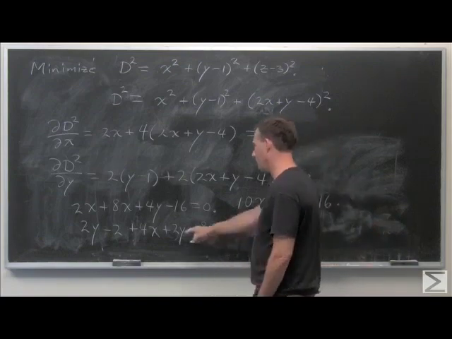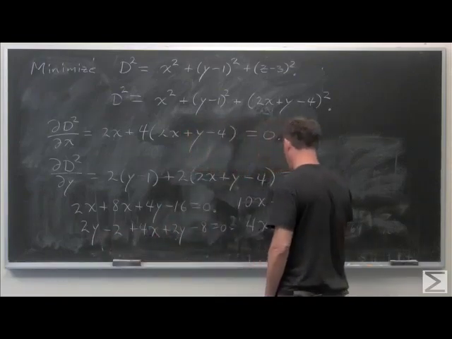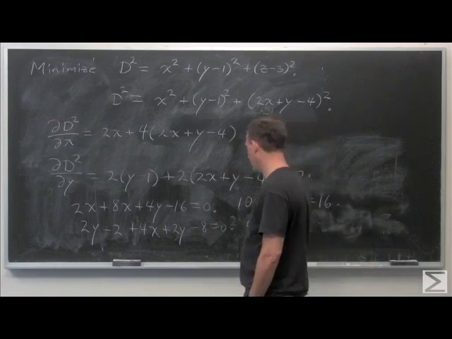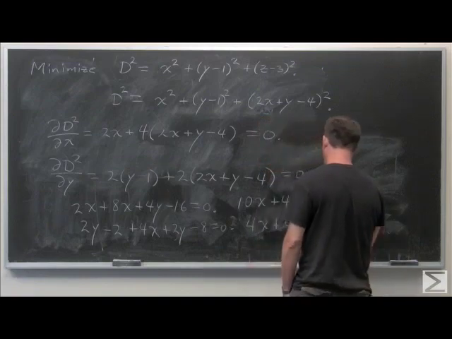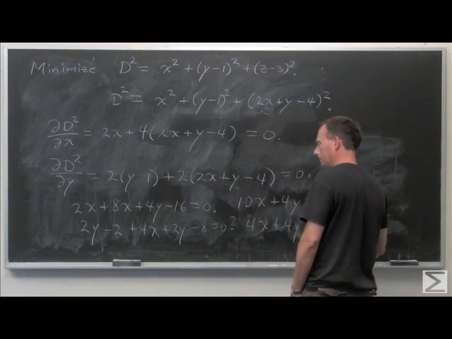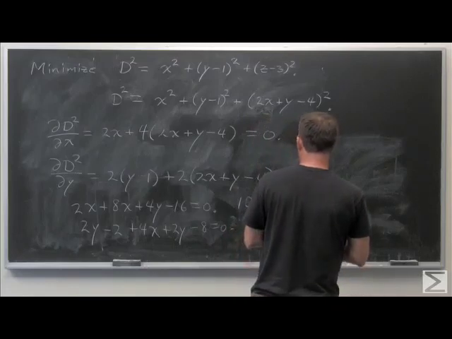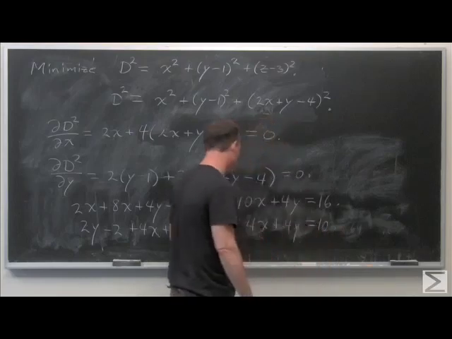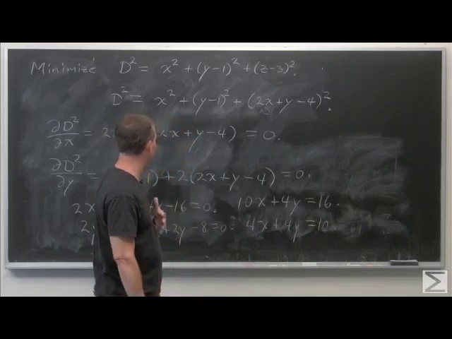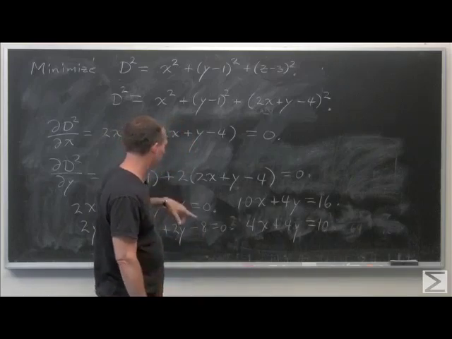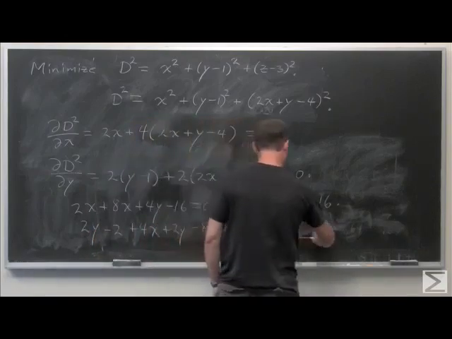And down here we get 4x, plus 4y, and you get a minus 2 minus 8, so minus 10, but put that on the other side, equals 10. Okay, so that's what we get, and you solve these simultaneously. The easiest thing that I see is, they both have 4 y's in them, so just subtract them, and the y's will drop out. Take this equation and subtract this one.